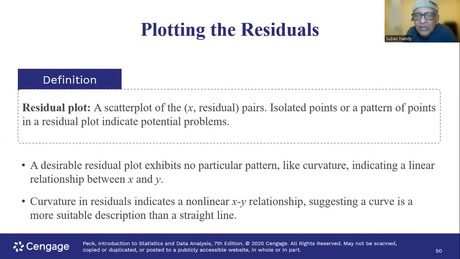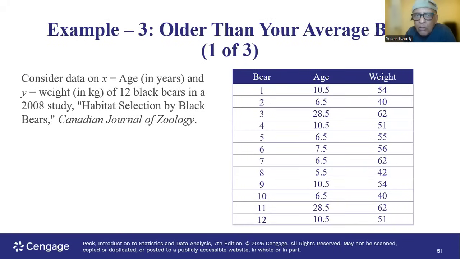Curvature in a residual plot indicates a non-linear x-y relationship, suggesting a curve is a more suitable description than a straight line. So, consider x is age in years and y is weight in kilograms of 12 black bears in 2000. So, x is age, y is weight.